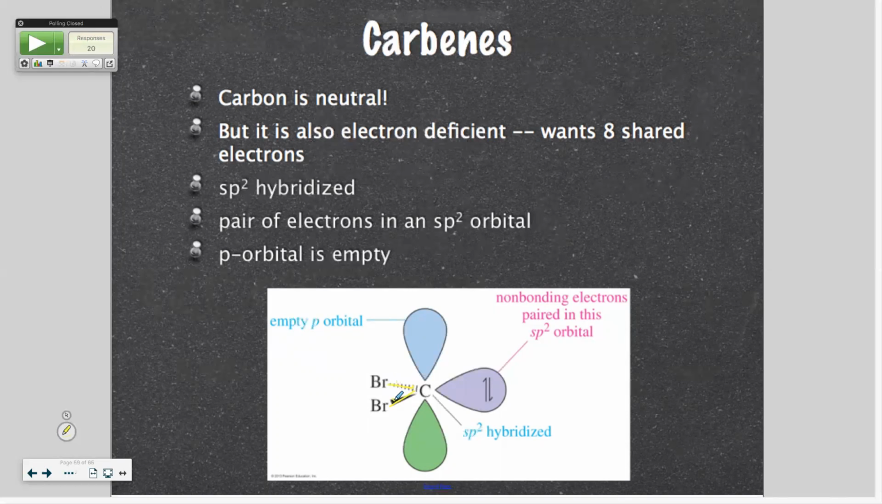What orbital are those in? They are in an sp2 hybridized orbital because this is sp2 hybridized, and the p orbital is empty. The p orbital is empty, okay? But that carbon doesn't have a charge. It might kind of like free radicals, they kind of feel like they should have a charge, but they don't.